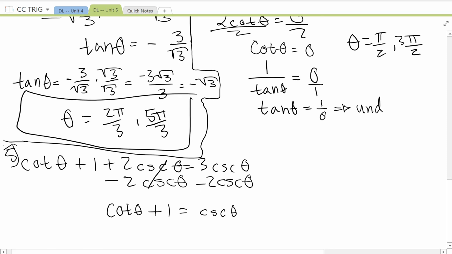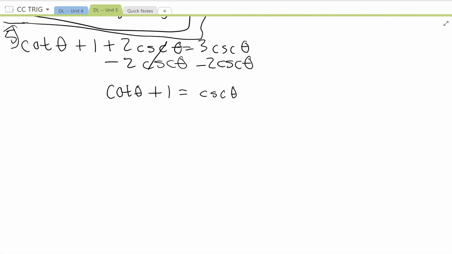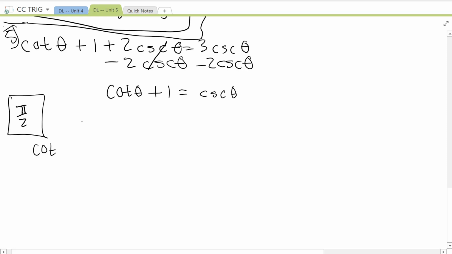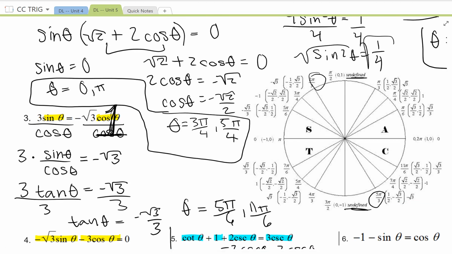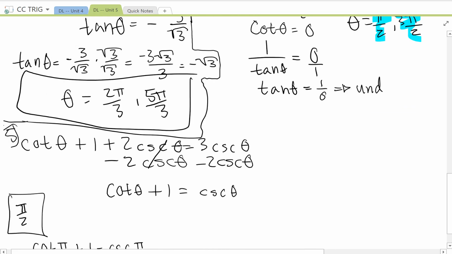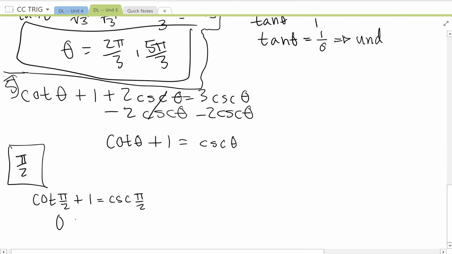So we're going to plug in our values. The 2 answers we got were pi halves and 3 pi halves. So we're going to check pi halves. Plug in pi halves to theta. What is cotangent of pi halves? Okay, so at pi halves, tangent is undefined. What is the reciprocal of undefined? It's 0.